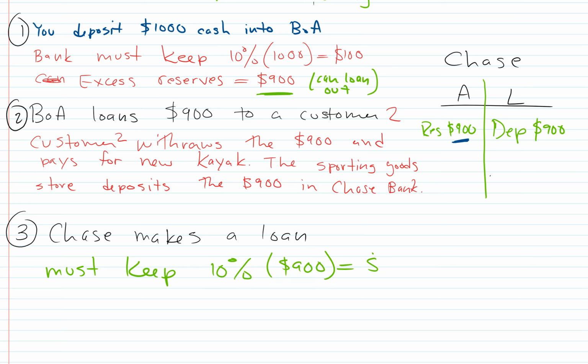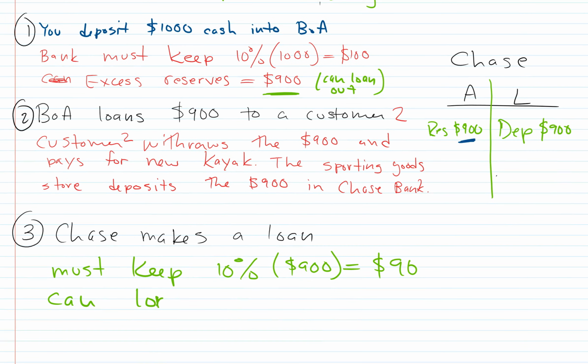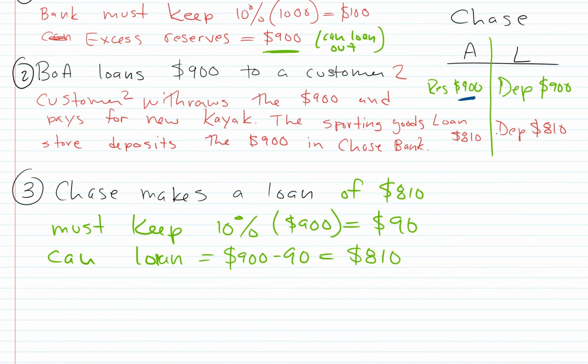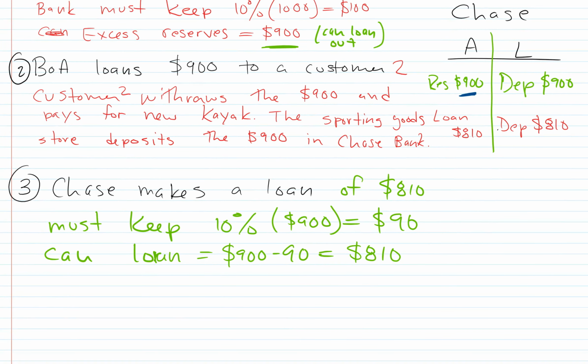So they must keep 90. Therefore, they can loan, the excess reserves are 900 minus 90. Okay, so they're allowed to loan up to 810. So let's assume they make a loan of $810. Okay, so they make the maximum loan we're kind of assuming here. So let's go ahead and do that. So they loan 810 to one of their customers. So that customer has a deposit of 810, and then now what's that customer going to do? Okay, so let's come back. Let's go to the next step.